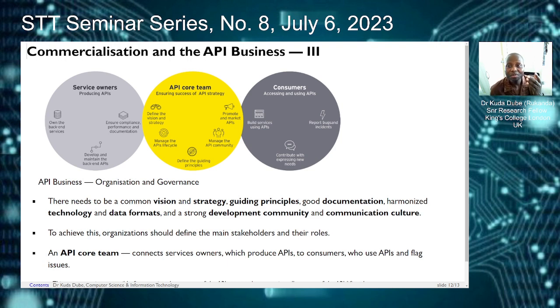So in other words, you are looking at consumers who are developers, even companies that want to use the API for the languages, right? So you need a common vision, you need guiding principles, you need documentation, technology, data formats, and a strong development community, and some kind of a communication culture. These things are very important for the API business. So you need to look closely at stakeholders and the roles that each of the stakeholders need to play.